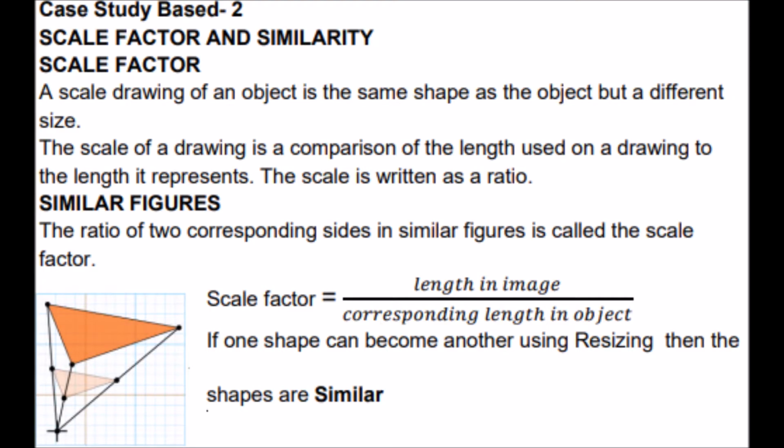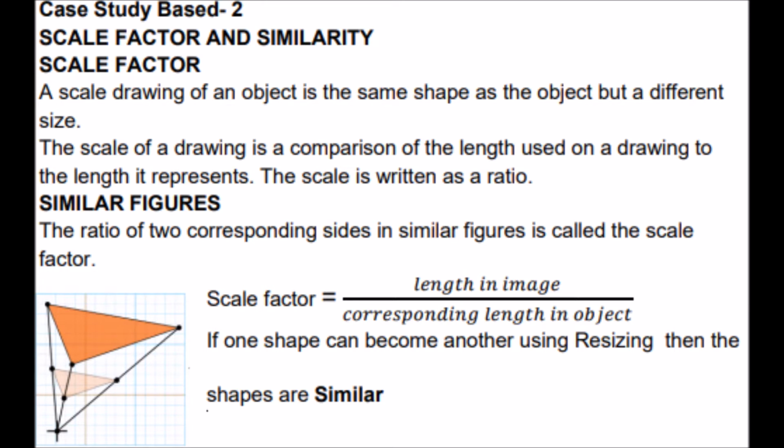Question number 18, case study based 2, scale factor and similarity. A scale drawing of an object is of the same shape as the object but of a different size. The scale of a drawing is a comparison of the length used on a drawing to the length it represents. The value of scale is written as a ratio. In similar figures, the ratio of two corresponding sides is called the scale factor. So how can we define scale factor? Scale factor is equal to length in image divided by corresponding length in object.